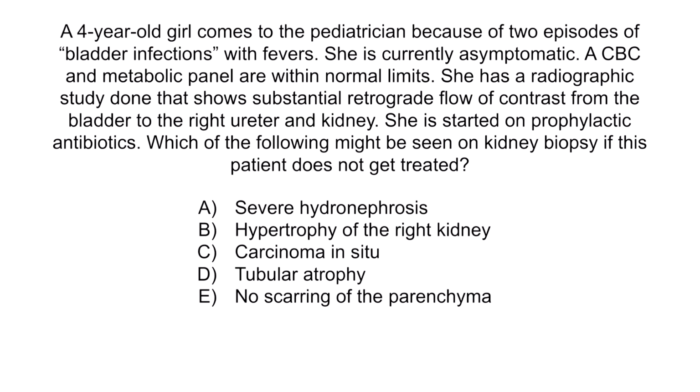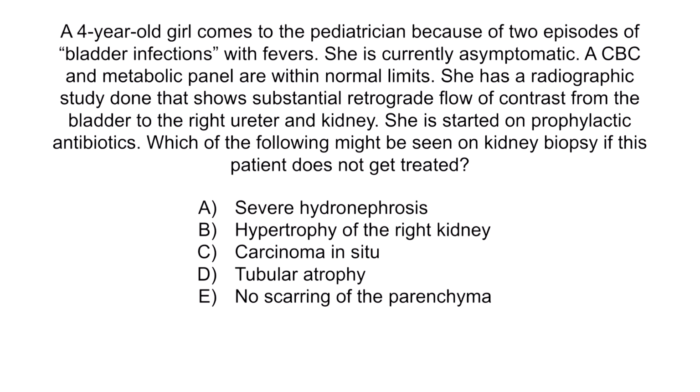Let's finish with a question. A 4-year-old girl comes to the pediatrician because of 2 episodes of bladder infections with fevers. She is currently asymptomatic. A CBC and metabolic panel are within normal limits. She has a radiographic study done that shows substantial retrograde flow of contrast from the bladder to the right ureter and kidney. She is started on prophylactic antibiotics. Which of the following might be seen on kidney biopsy if this patient does not get treated? A. Severe hydronephrosis. B. Hypertrophy of the right kidney. C. Carcinoma in situ. D. Tubular atrophy. Or E. No scarring of the parenchyma.